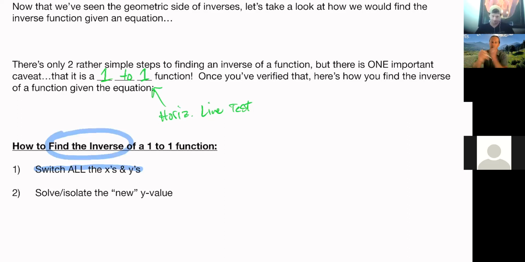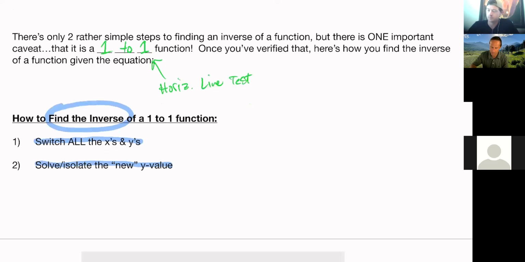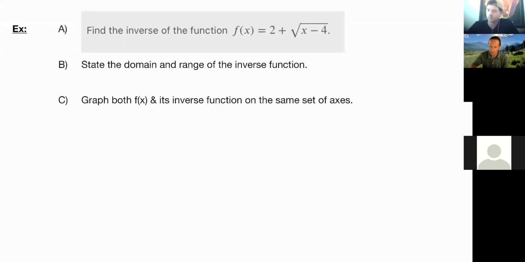We're going to switch all the x's and all the y's. But because we all know the graphs that we did from the very beginning of today as y equals, well, then we're going to have to solve or isolate for that. I put quote unquote new y value. New because we reversed all the x's and y's. Okay, that's my way. Let's make sure that we can do it.